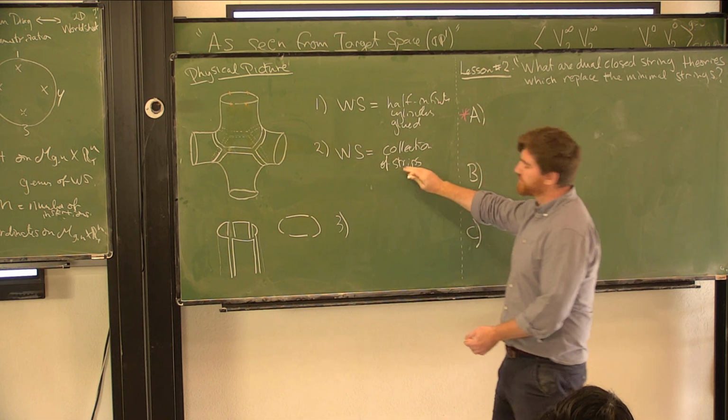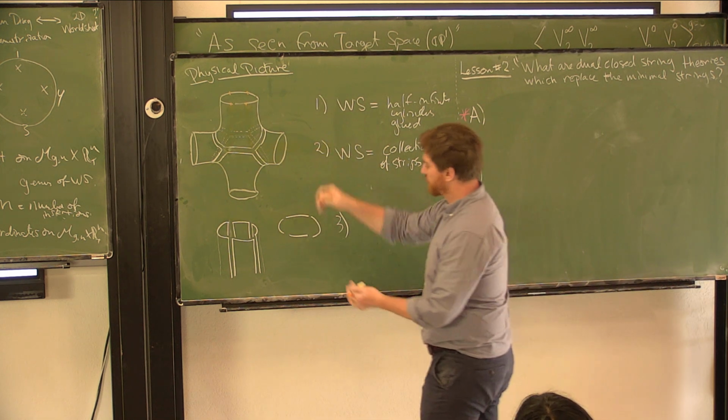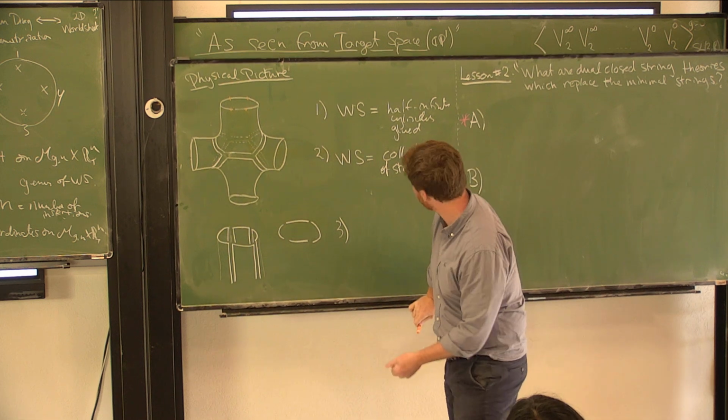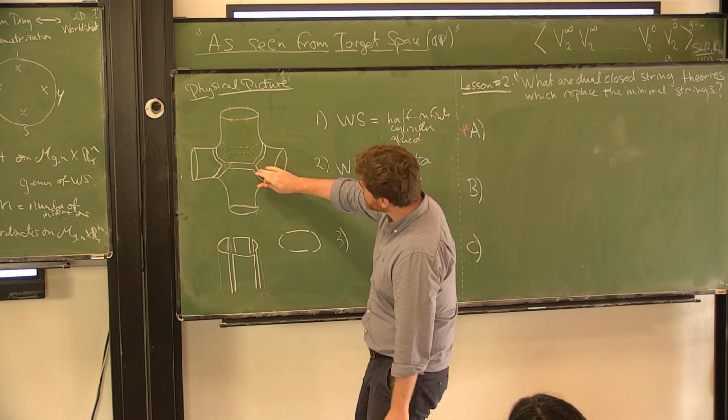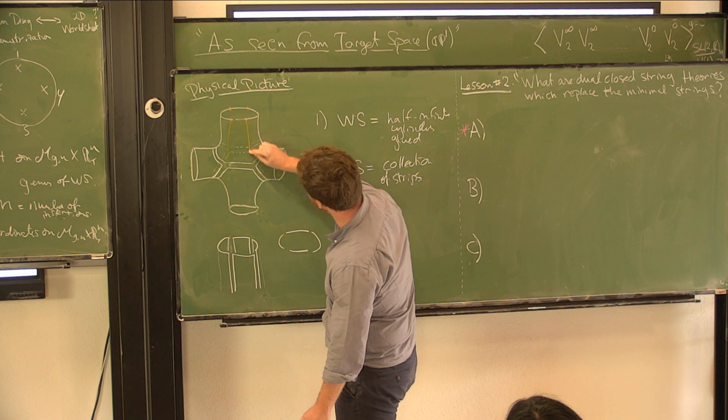And these strips, ultimately, I want to think of as the world sheet of open strings. So this is telling you how to glue the world sheets of open strings together to create the closed string. So let me try to show you where these strips are. Above each edge, we associate one strip. Okay? So for example, here, there's one strip.